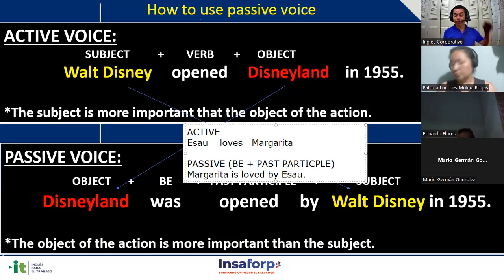Understand, Mario? Sí, yeah? Teacher. Okay, good. Claro, claro. But in this moment, don't worry about the form of the verb to be or the past participle. The only thing that I need you to understand in this moment is that the active voice is subject, object, and the passive voice is object, subject. Understand? So, in the active voice, the most important part is the subject. In the passive voice, the most important part is the object.